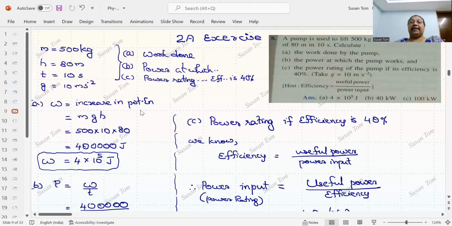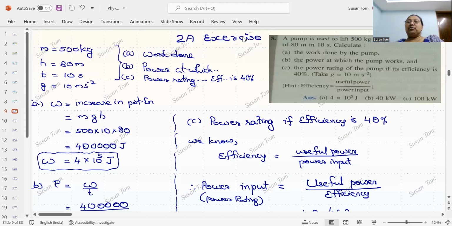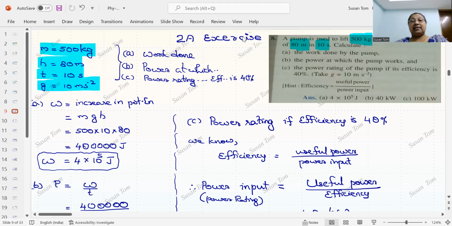Question number 8. There also a water pump reference is given. Water pump is used to lift 500 kg. Directly, you are given the mass, so no need to convert volume into mass. Okay. Water from a depth of 80 meter in 10 seconds. Mass, H, and time are given. Calculate the work done by the pump. Mass, height, and time, and acceleration due to gravity in the question is given as 10 meter per second square.